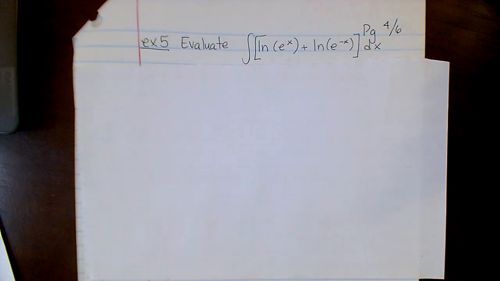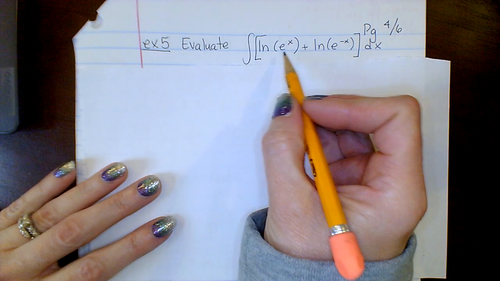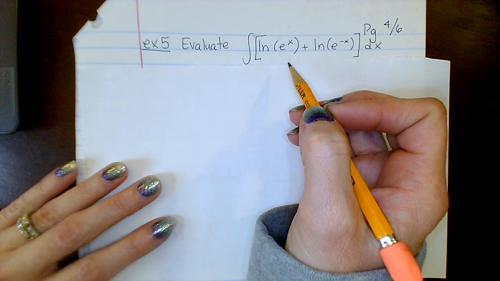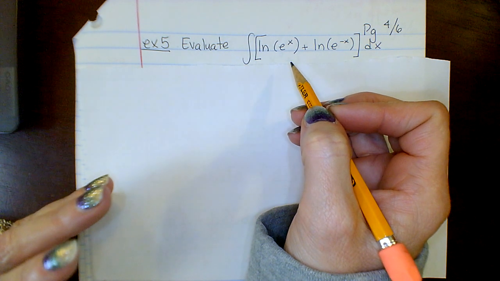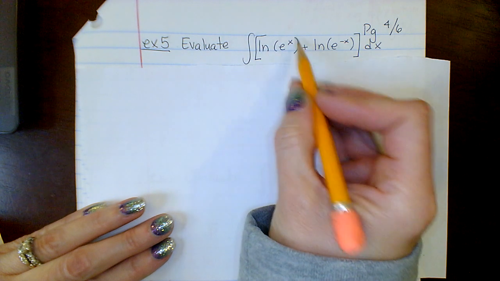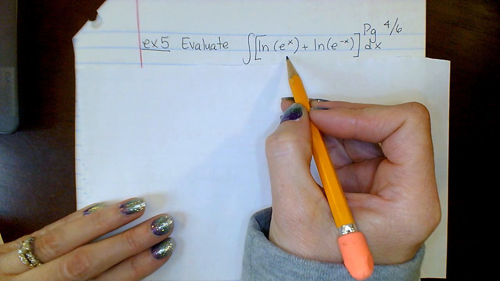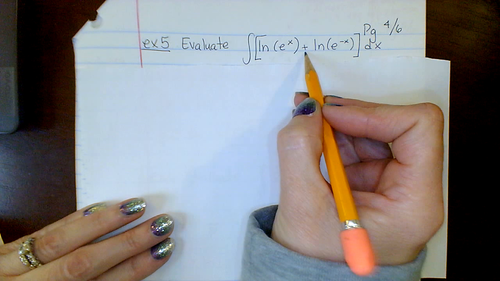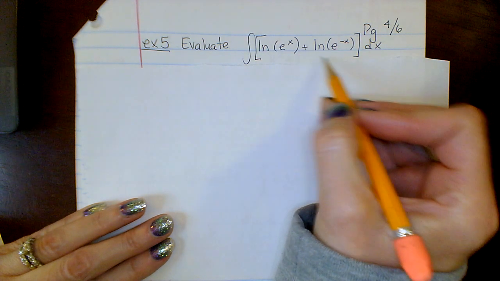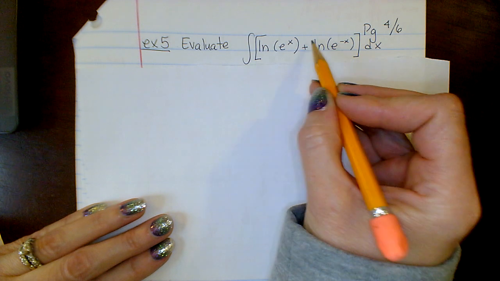This is one where we're going to want to use the log properties before we integrate. Now, remember, the natural log and e to something are inverse functions, so they undo each other. So this right here just simplifies to just be x, plus this stuff right here is just -x. The natural log and the e undo each other.